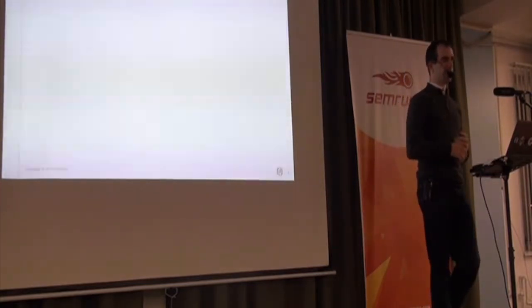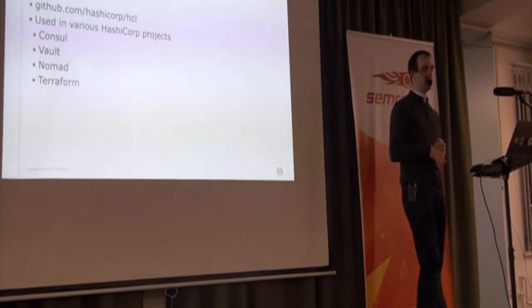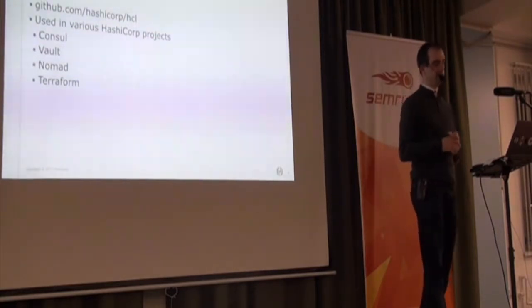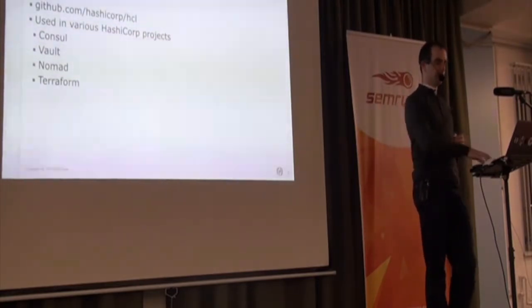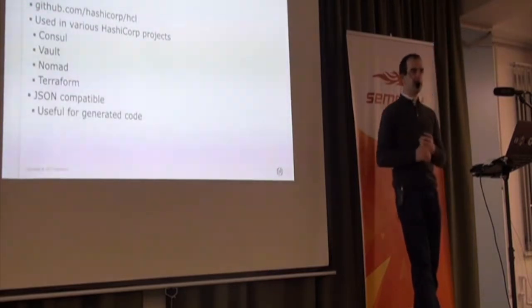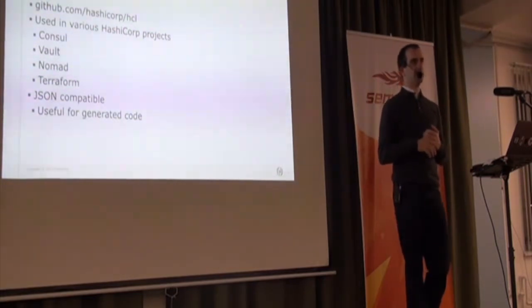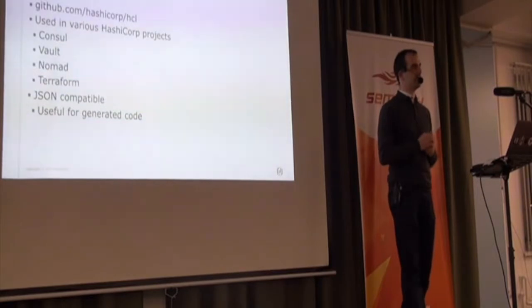So HCL is a separate project which you can find on GitHub, and it is used in various HashiCorp projects like Consul, Vault, Nomad, or Terraform. The nice benefit of HCL is that it's JSON compatible, which is useful for generating code. You may ask, why would I want to generate the code?